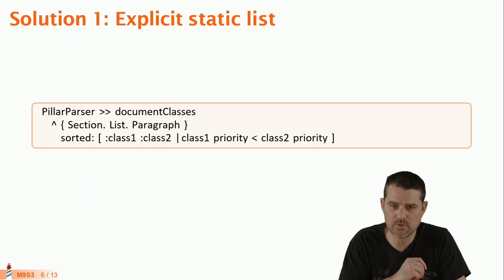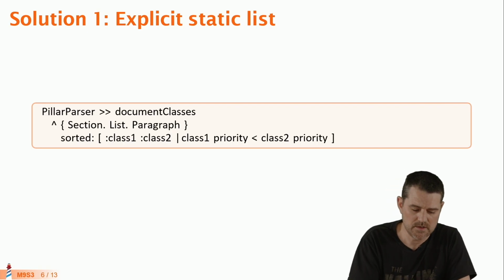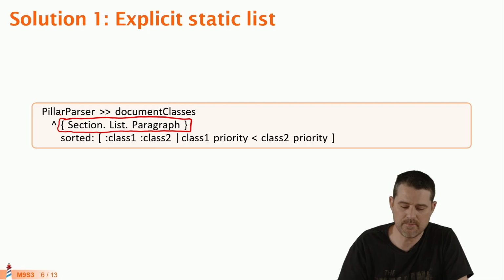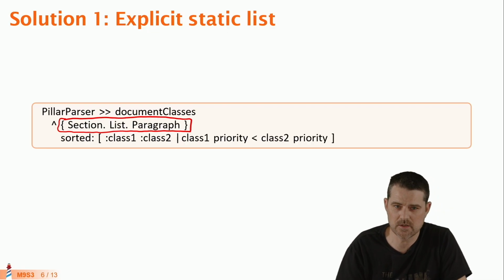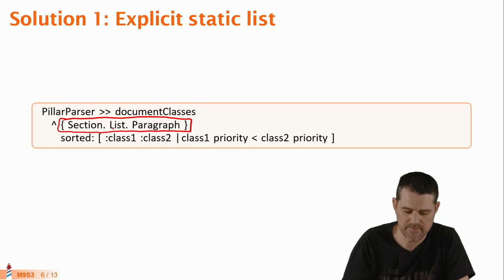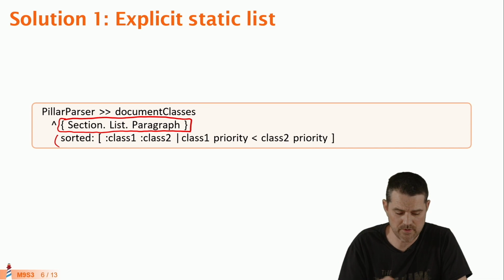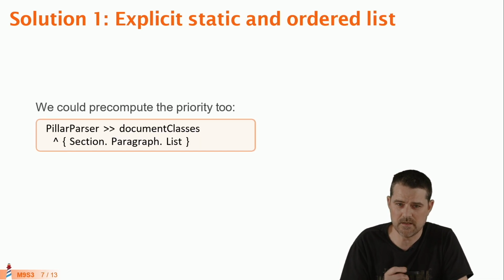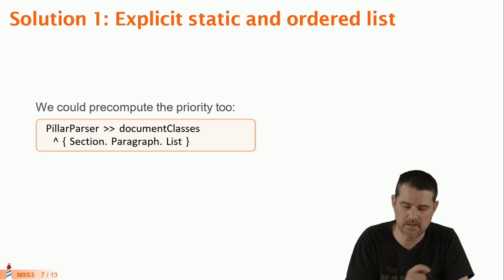Solution one, we could pre-compute the list of classes and write it directly in the code. So here in the code, we replaced the document item all subclasses by a fixed collection of classes: section, list, and paragraph. And then we can sort them by priority. We can even do better. We can directly order the list correctly, so that the priority is directly embedded inside the collection.